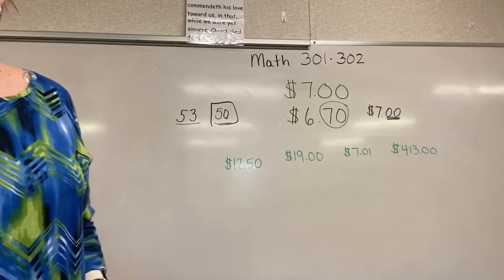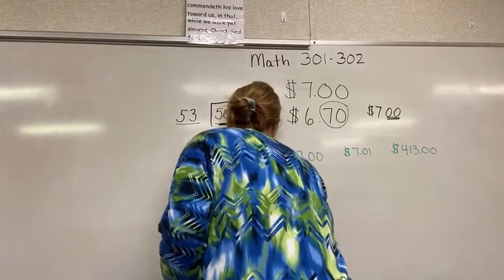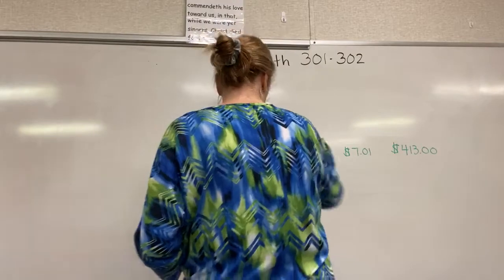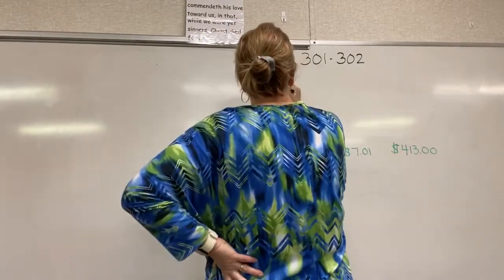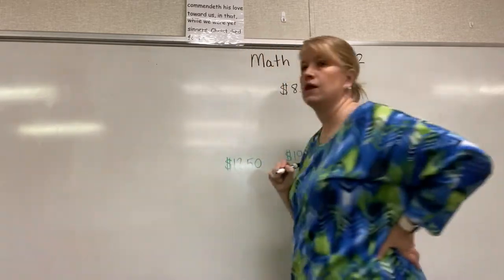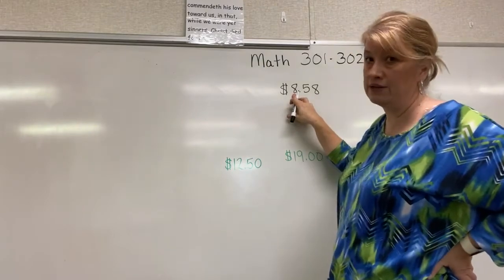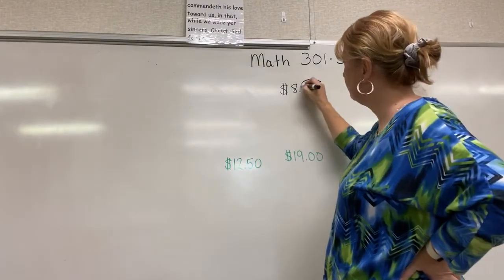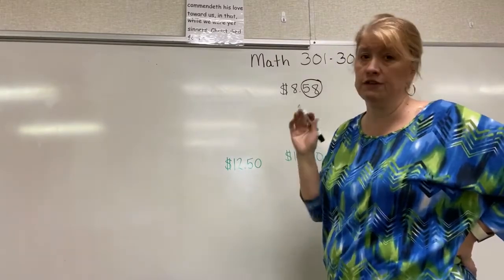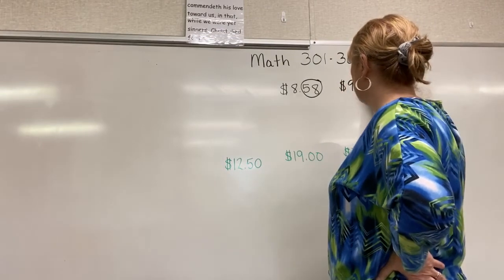Now let's look at $8.58. Now, we are looking at $8.58. We're going to round it to either 8 or 9. We have to look at 58. Is it larger than 50? Is it 50 or larger? Yes. So we would round it to $9.